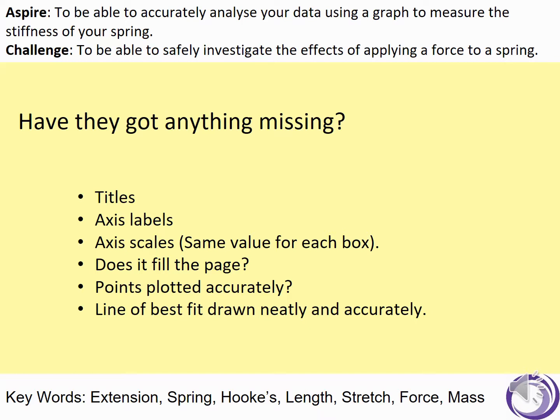Have you put the units correctly next to your axis labels as well? Has it filled the page, or have you chosen a scale that's so small that it's not going to be very accurate? Are the points plotted accurately, and have you drawn a line of best fit neatly and accurately? Because this is a directly proportional graph, it should be a straight line that passes through the origin.